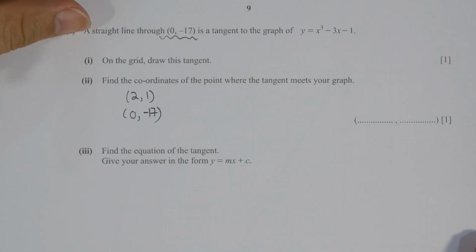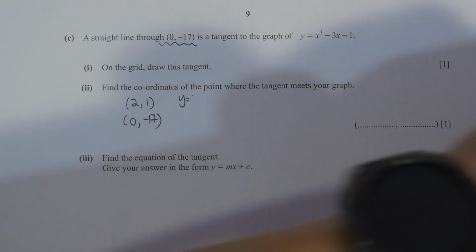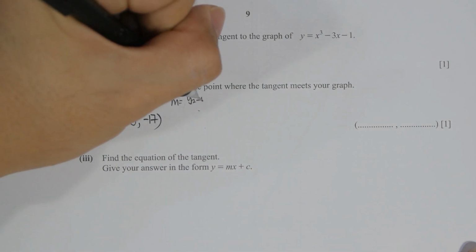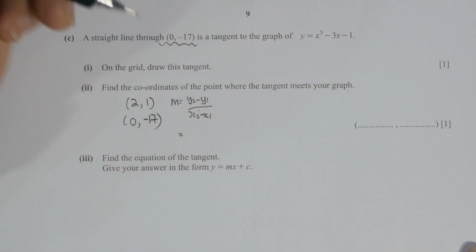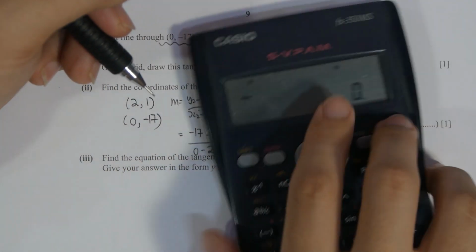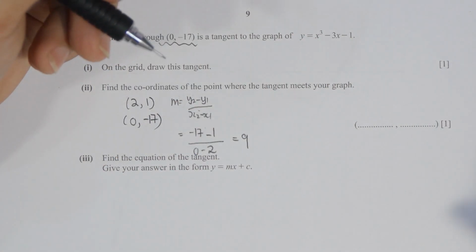So with the information that we have, which is these two coordinates now, we can calculate this gradient, which is 9, and the intersection is actually negative 17. So combining all the information that we have, we'll know that y equals 9x minus 17.